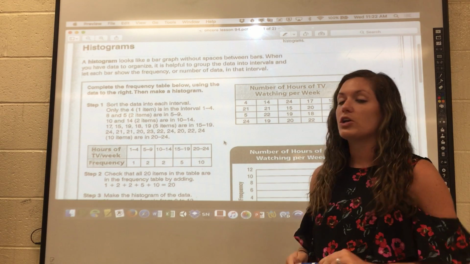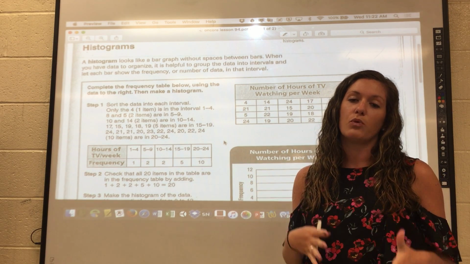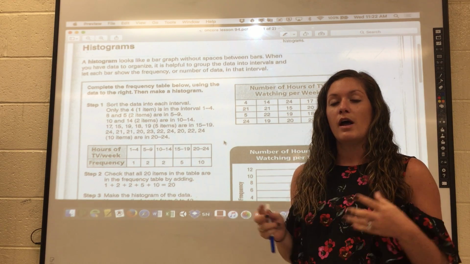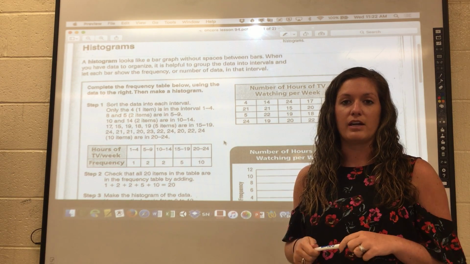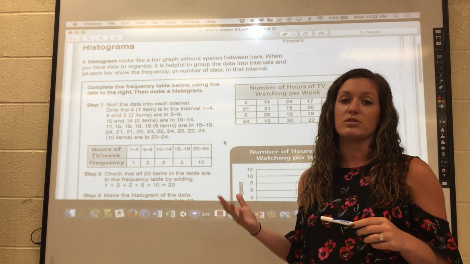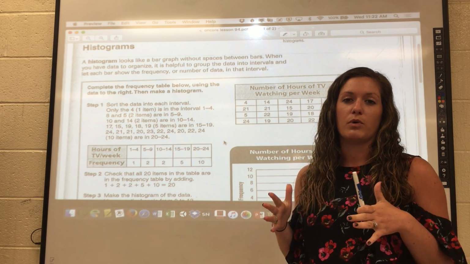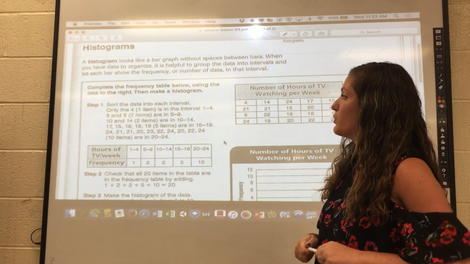Because histograms look a lot like a bar graph, but instead of making a bar for each of the points in a data set, we're actually grouping them together by intervals and seeing how many times whatever it is that we're measuring occurs within that interval, and making a bar for that. So it's actually multiple data values within one of the bars, so that's what makes it a little different than a bar graph, which I know that you're familiar with.